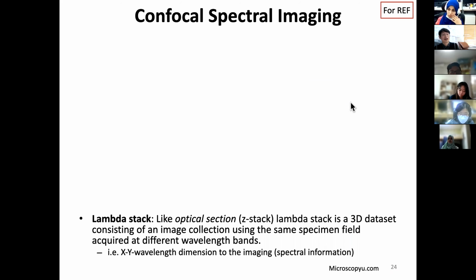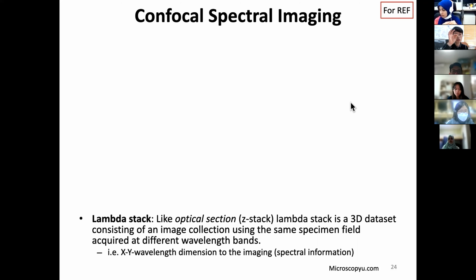And lastly, I want to describe, hey, wait a second. There is another dimension of contrast or information if the sample has a distinct spectrum. But a spectrum can only be measured by using a prism or spectrometer. How can you do that?